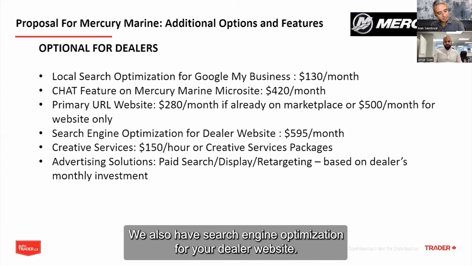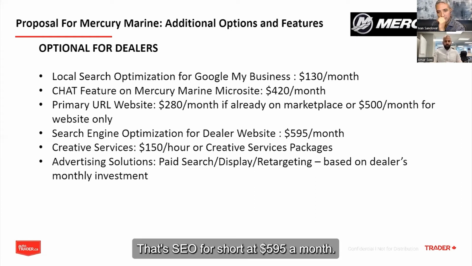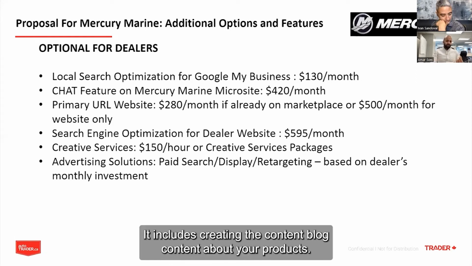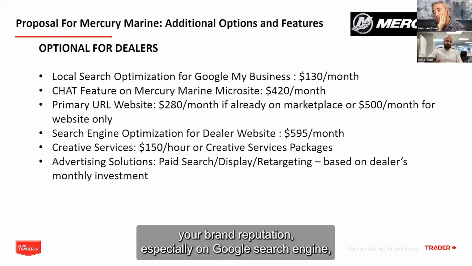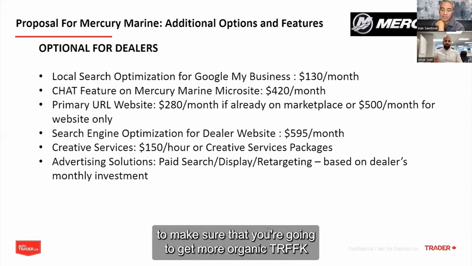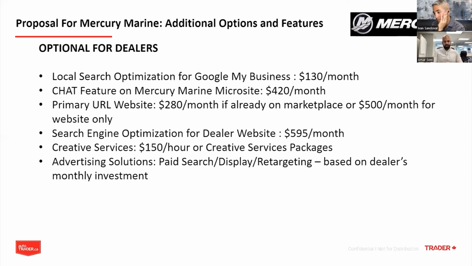We also have search engine optimization for your dealer website. That's SEO for short, at $595 a month. It includes creating the content, blog content about your products. But the main thing is search engine optimization increases your brand reputation, especially on Google search engine, to make sure that you're going to get more organic traffic and that your advertising is definitely paying off.